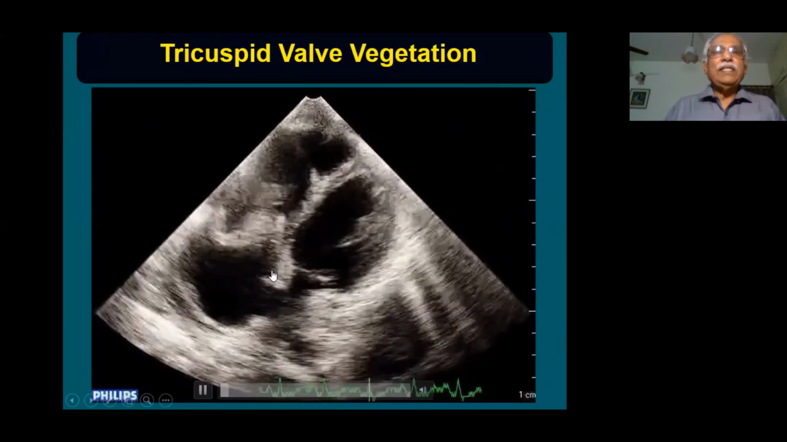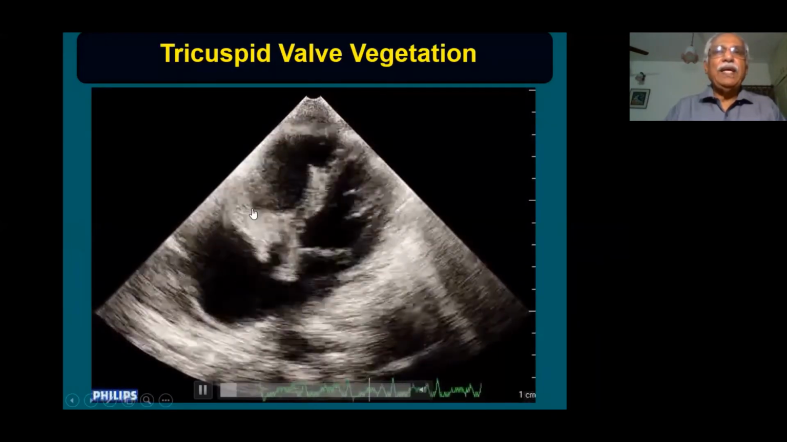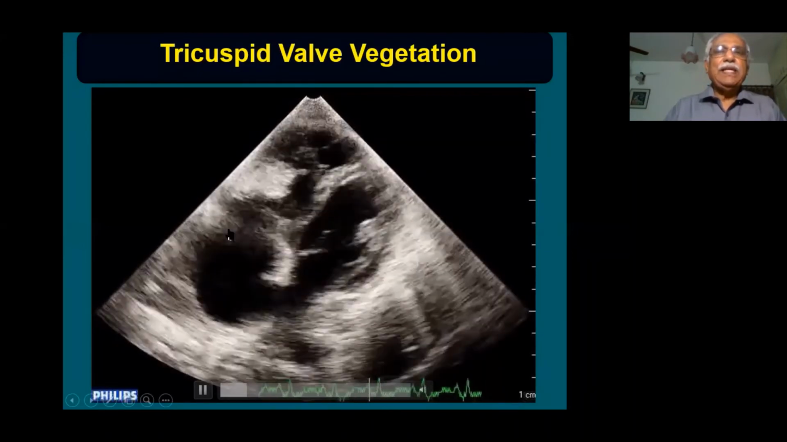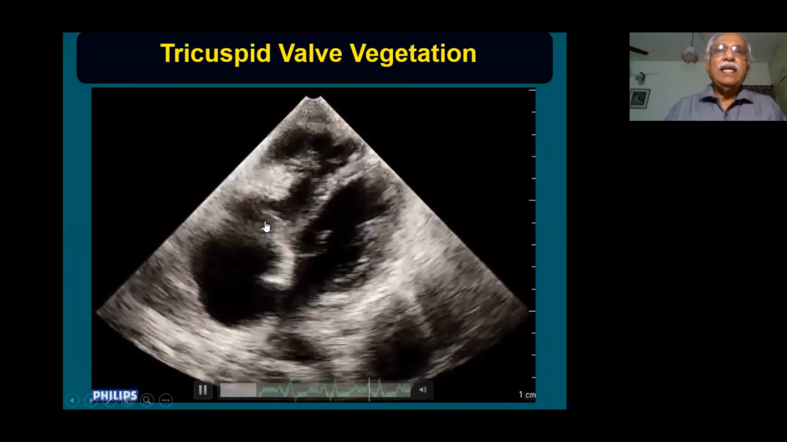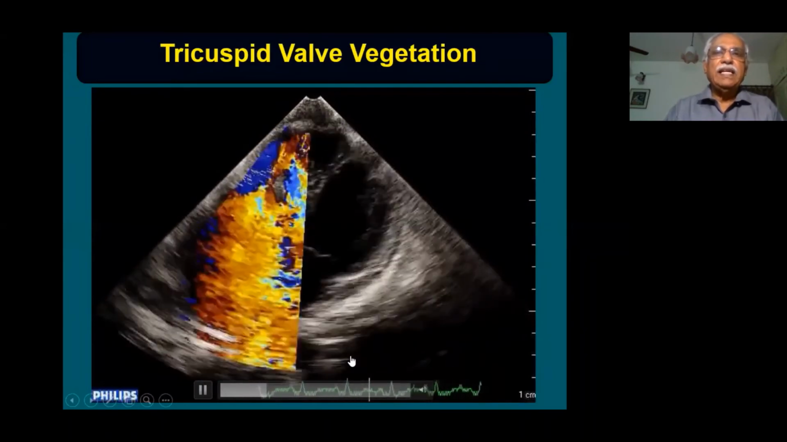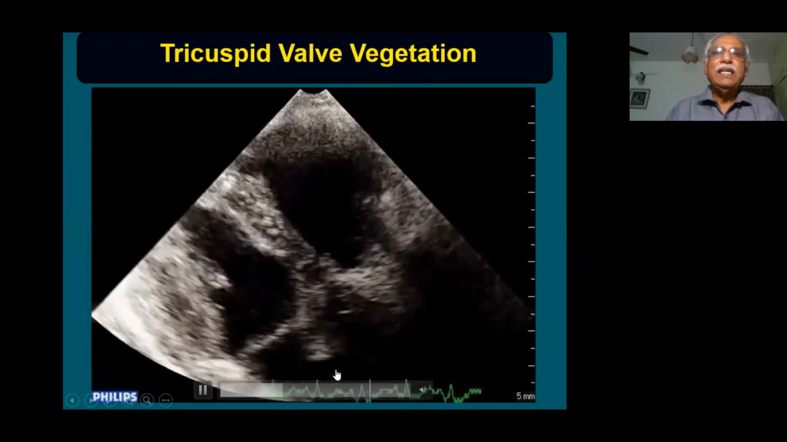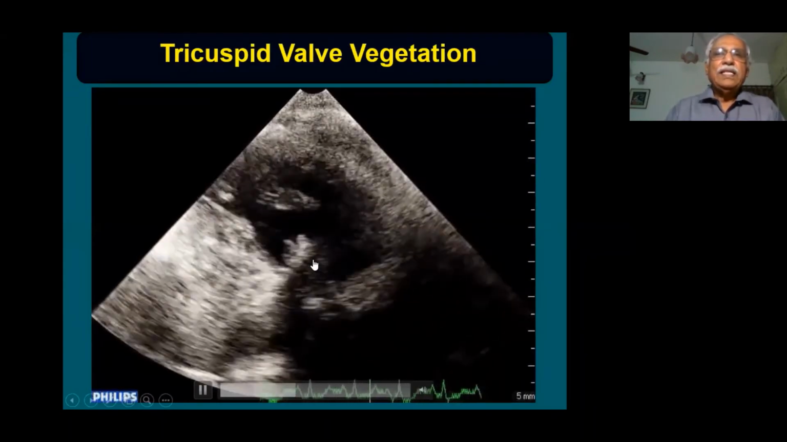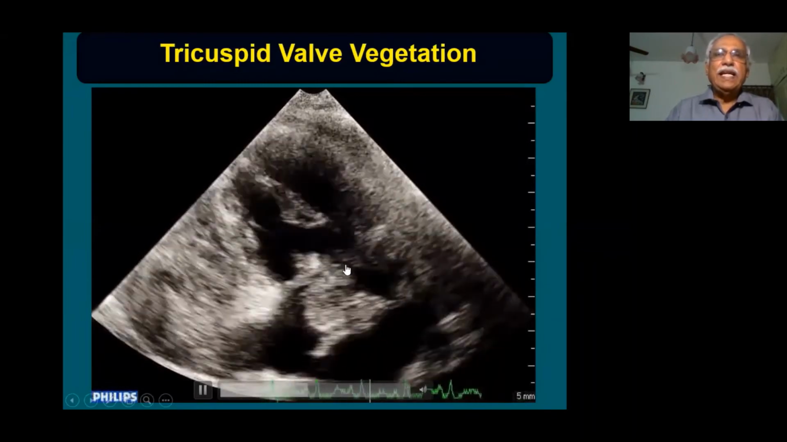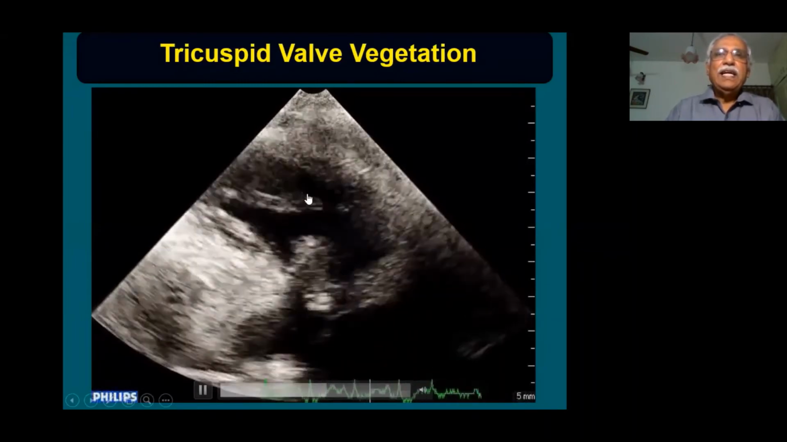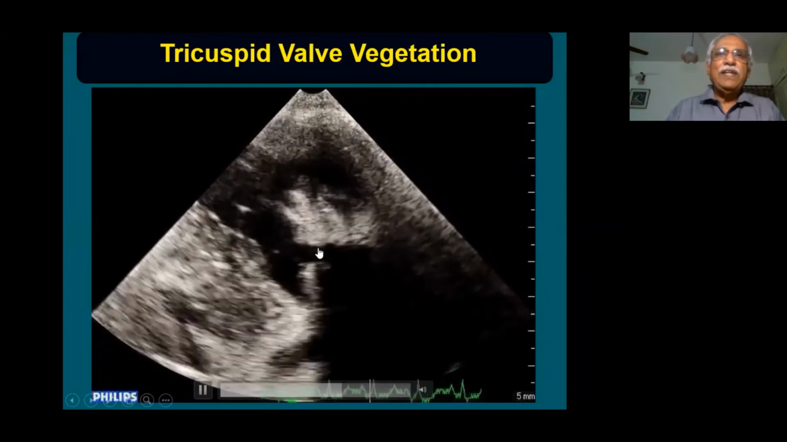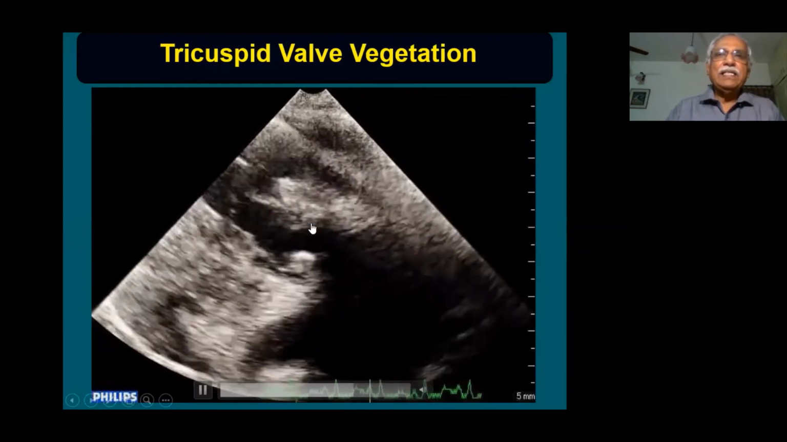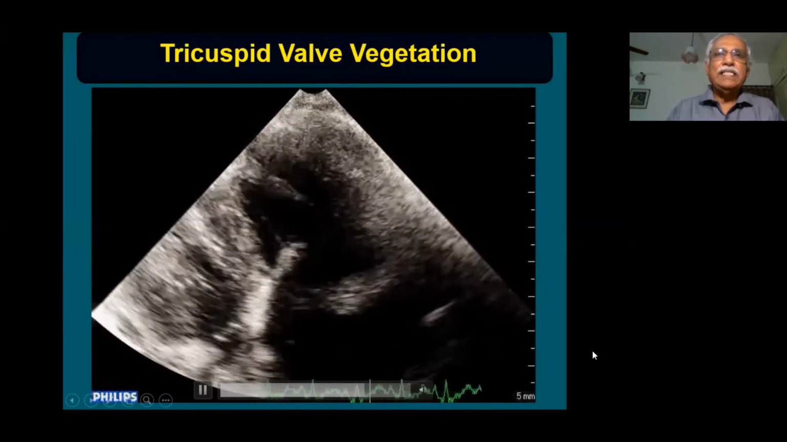This is a patient with infective endocarditis of the tricuspid valve. This is commonly present in patients who are drug users, or after septic abortions, etc. This is a patient with septic abortion. You can see a large mass over the anterior tricuspid leaflet, and the anterior tricuspid leaflet is completely flailed, and the patient has got a severe tricuspid regurgitation.